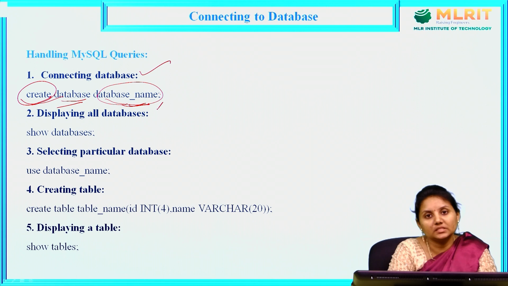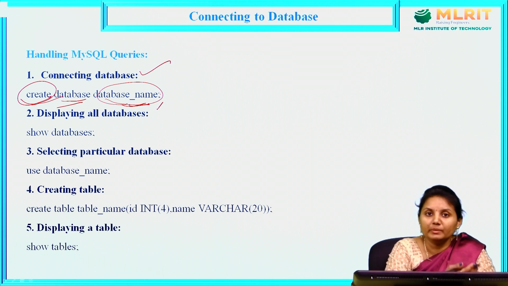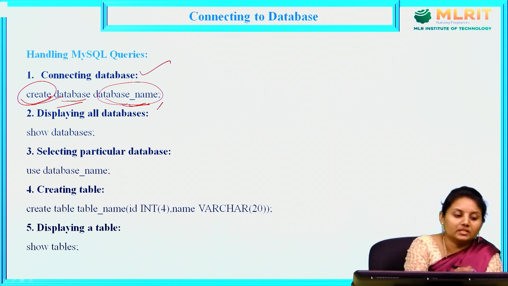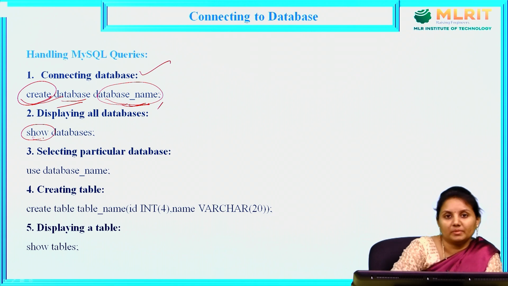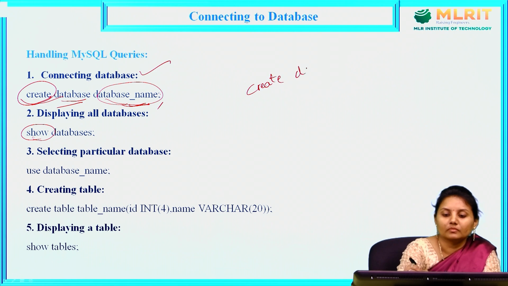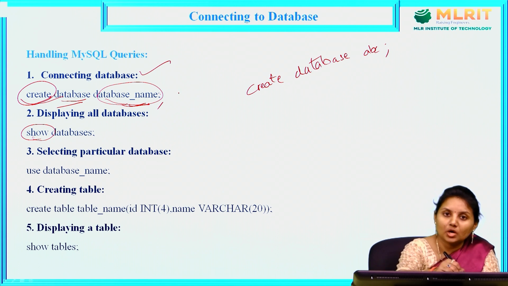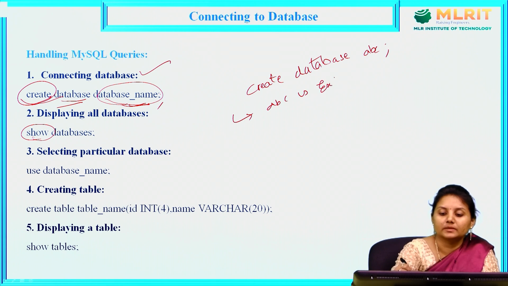Once a database is created, if the name is repeated, that means if it is already created, then you will get an error saying that the database already exists. Then what you have to do? First you have to check how many databases are already there. For that you have to use show databases. Suppose I want to create database ABC. If ABC already exists, it will give you an error message saying that ABC exists.